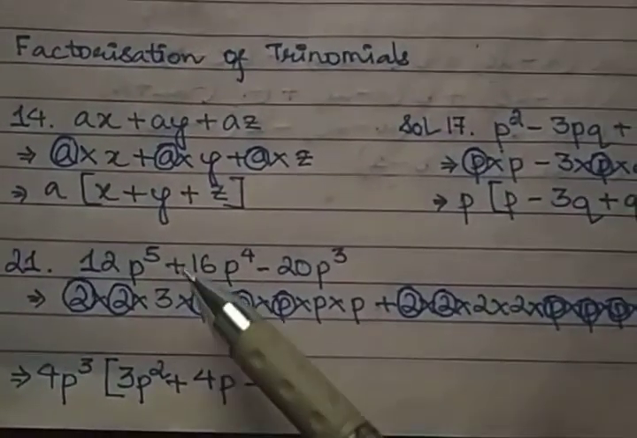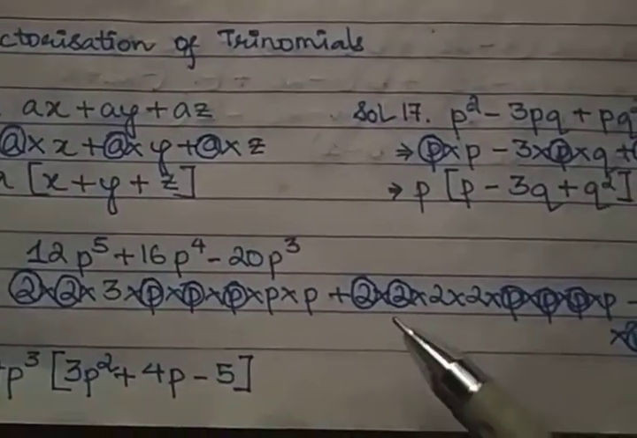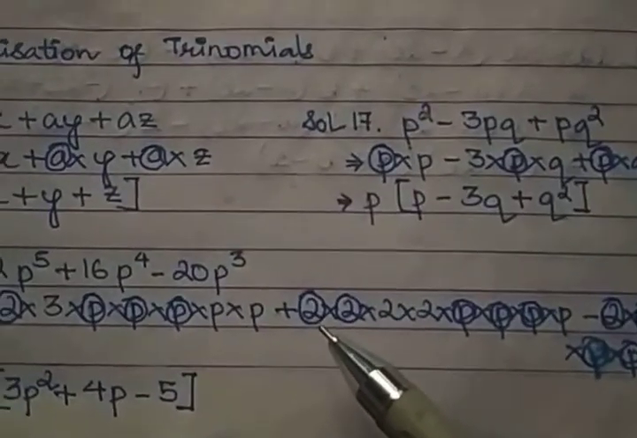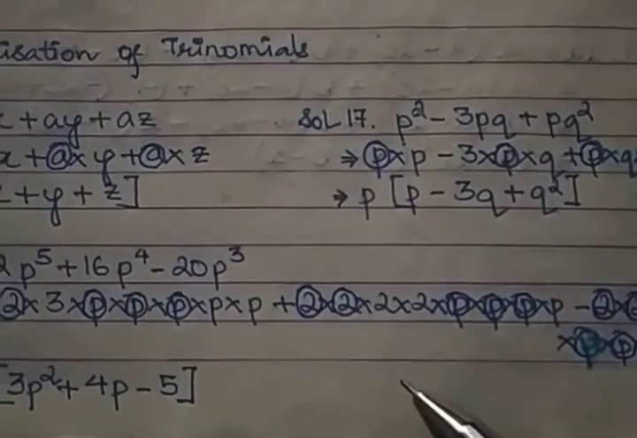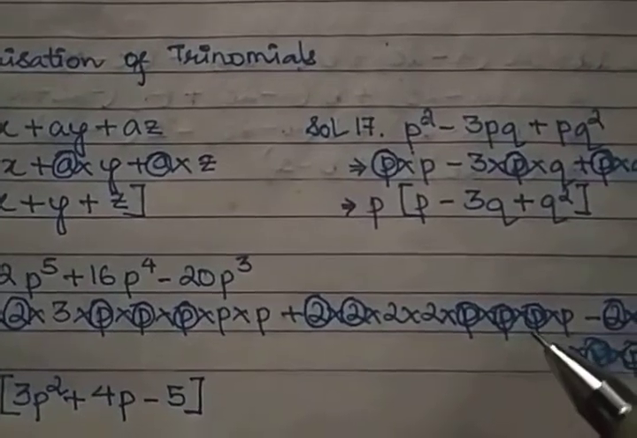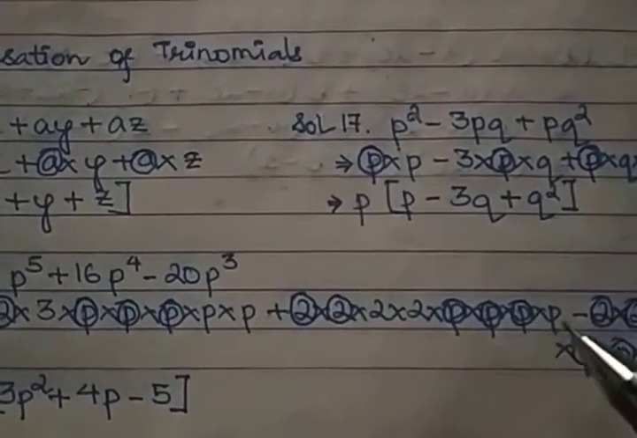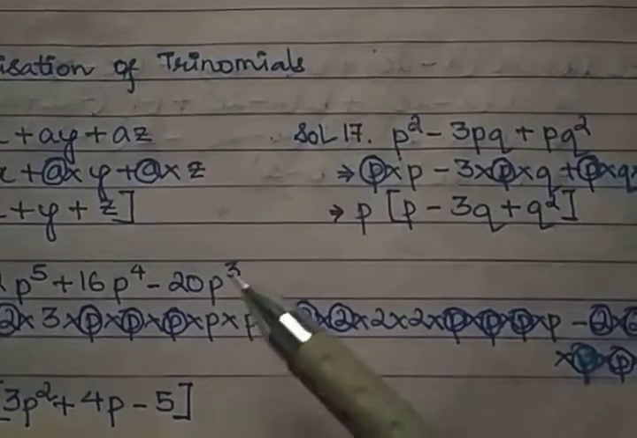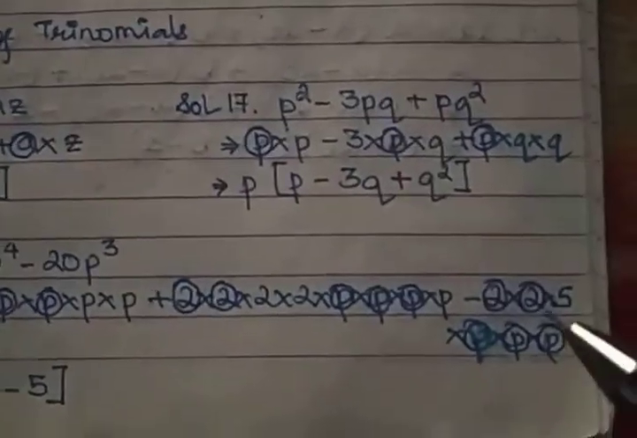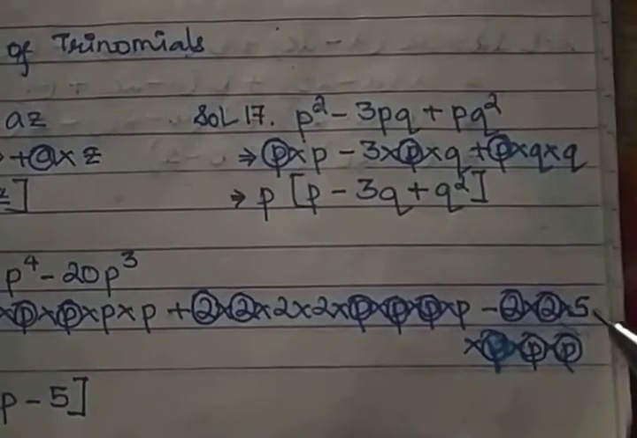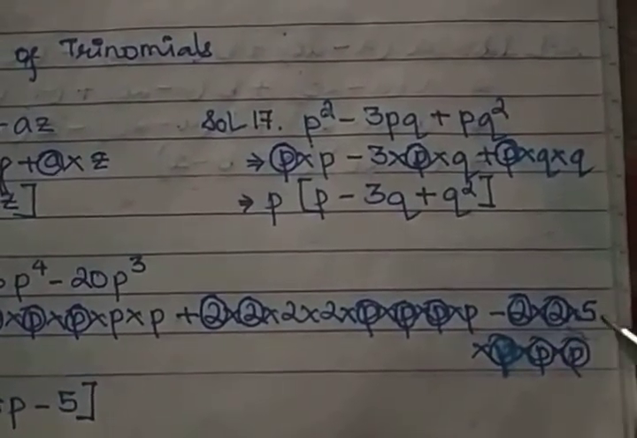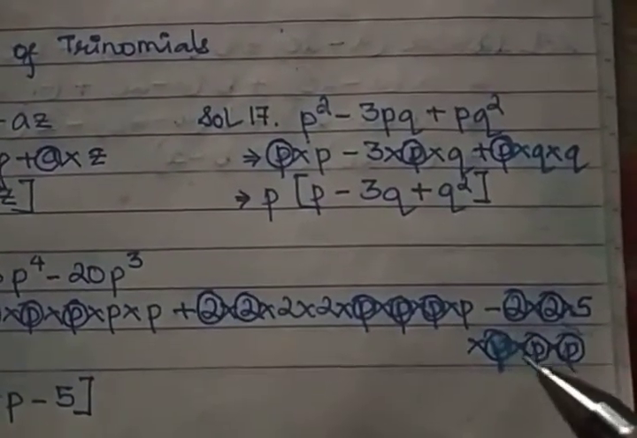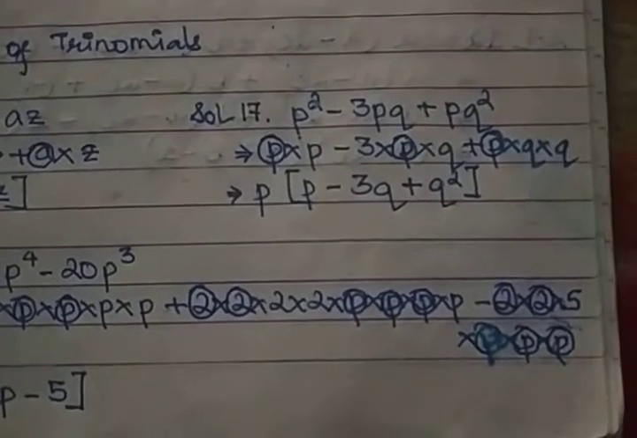Plus again 16, for the constant term 16 also I have expressed it in terms of its factors. See, prime factors, 2 into 2 into 2 into 2. P to the power 4 means there will be 4 p's, so p into p into p into p. And finally comes the third term, that is 20p cube. For 20p cube also I have expressed it in terms of its factors, that is 2 into 2 into 5, and for p cube I can write p 3 times, so p into p into p.